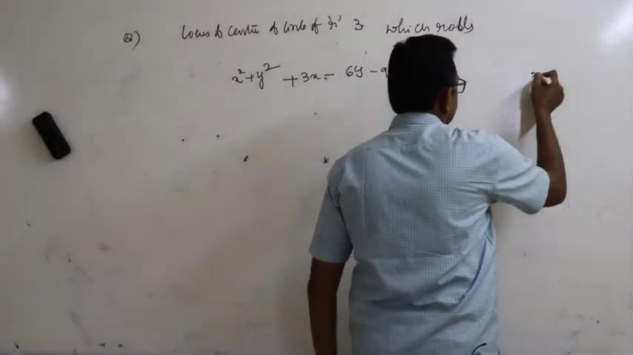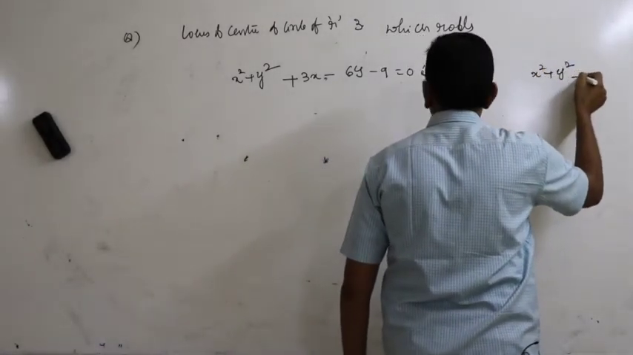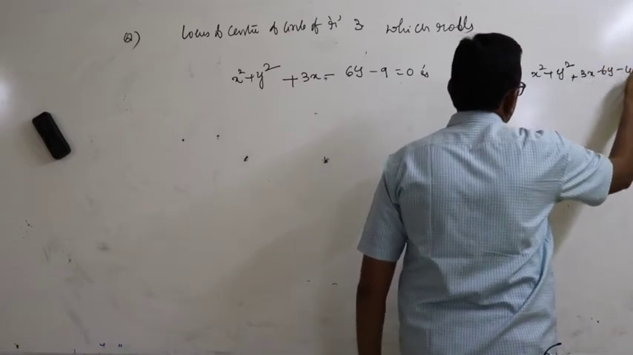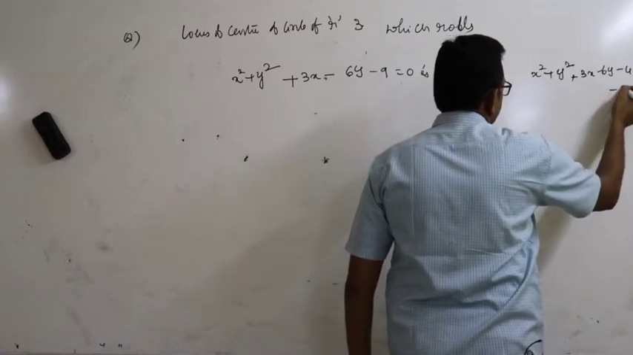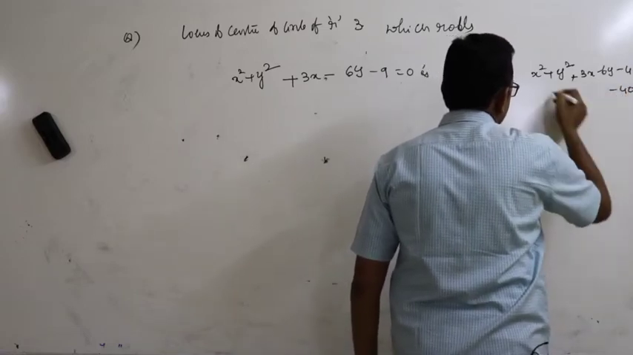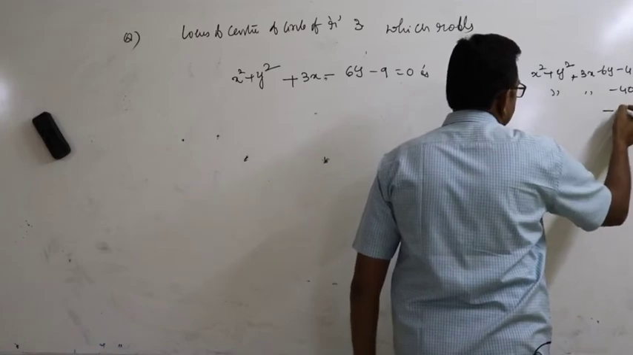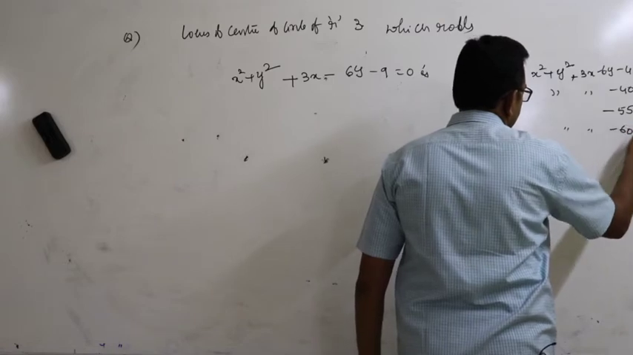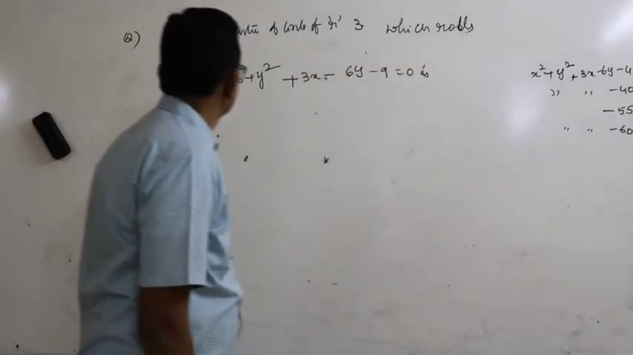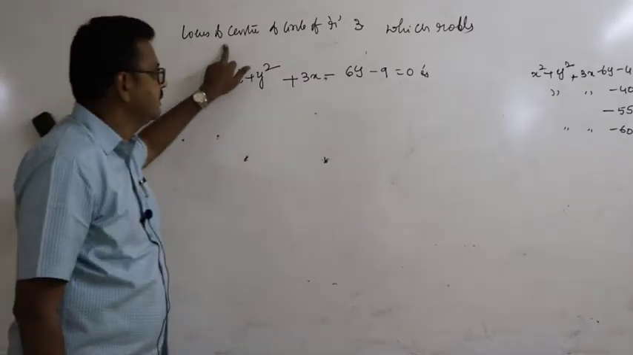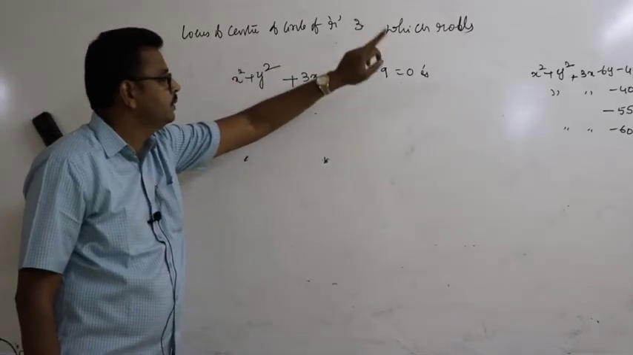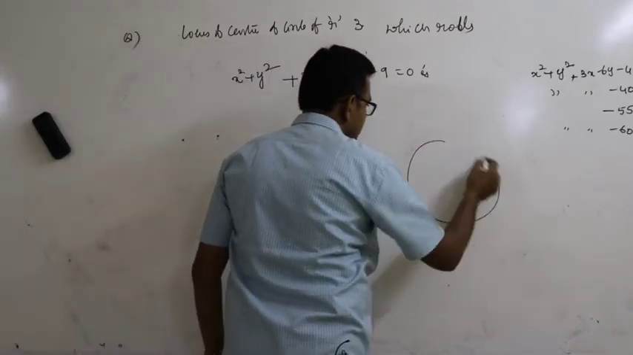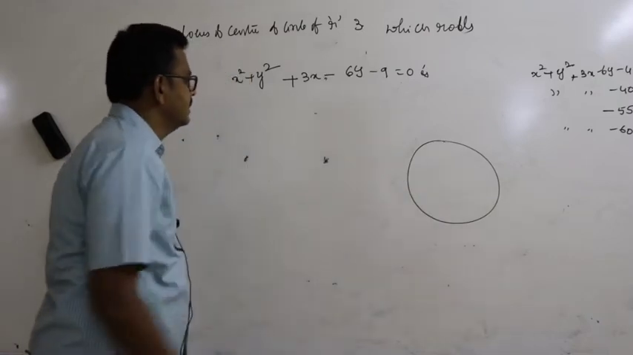first option, x square plus y square plus 3x minus 6y minus 45 equal to 0; then minus 40 is equal to 0; minus 55 is equal to 0; minus 60 equal to 0. Locus of center of circle of radius 3 which rolls on the outside of the circle. That means rolls on the outside, which touches the circle.